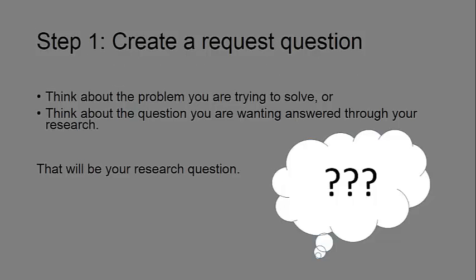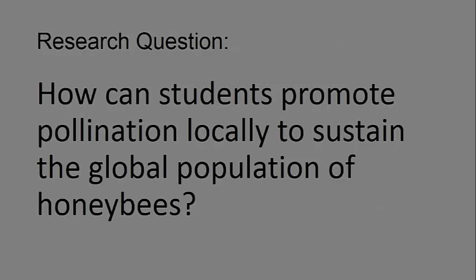The first step to starting a research project is creating a research question. Think about the problem you are trying to solve, the question you are wanting answered through your research. That will be your research question. For example, a valid research question for this project might be, how can students promote pollination locally to sustain the global population of honeybees? This is the question that will drive how I search for information.